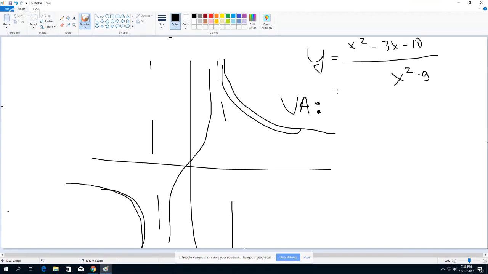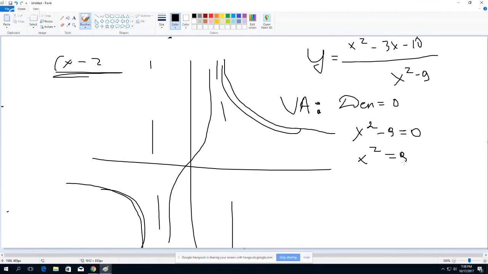Yeah. So just remember that when there is no fraction, it means that there are no asymptotes. But when there is a fraction, that means that there are asymptotes. You can find the vertical asymptote. And to find the vertical asymptote, you need to set the denominator equal to zero. So in our case, x squared minus 9 equals 0, x squared equals 9, and then x equals plus or minus 3. So your vertical asymptotes are minus 3 and 3.